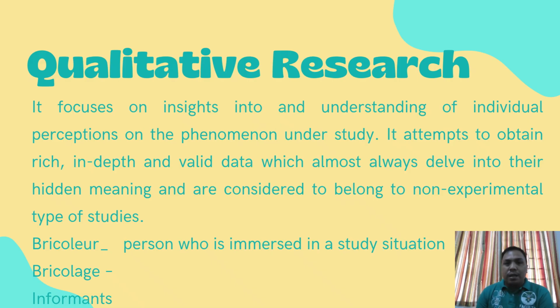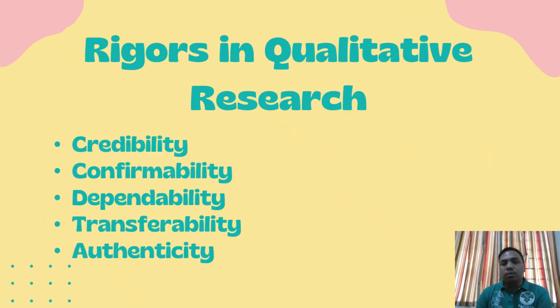Informants are the individuals who provide data or insight for the study, sharing their personal experiences and perspectives to help the researcher understand the subject more deeply. Rigor in qualitative research ensures that the study findings are trustworthy, accurate, and truly reflect the participants' experiences. It is established through several key criteria.